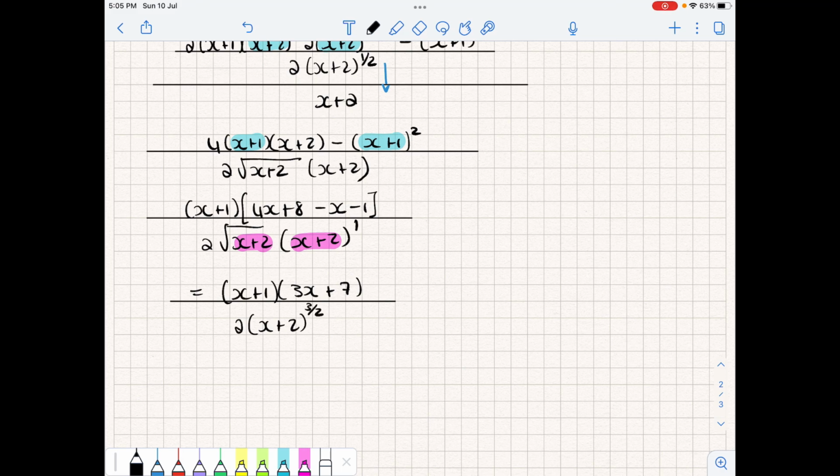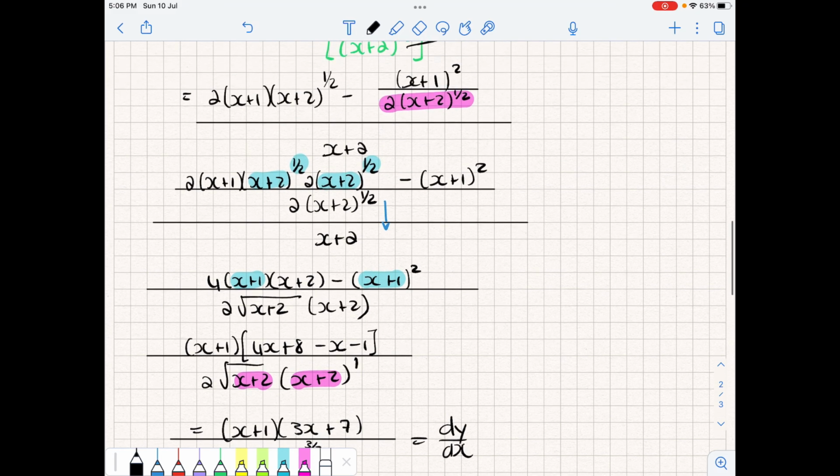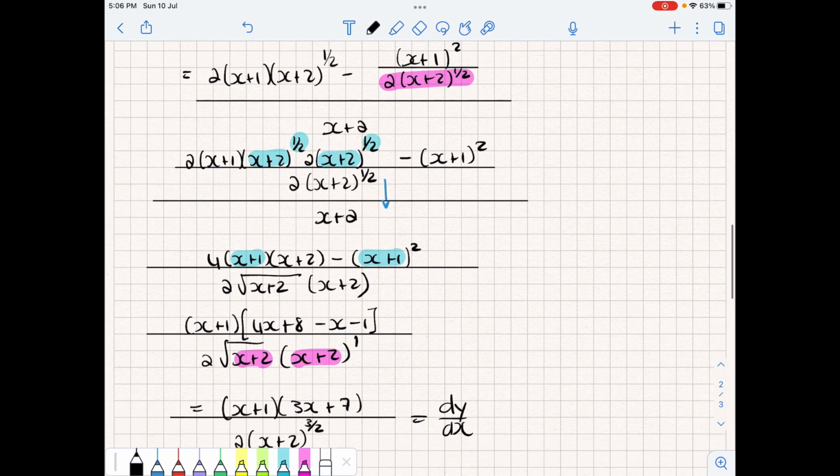If we had to find solutions where the gradient was equal to 0, we would have to go this far in order to factorize the function. So it's good practice in the long run just to get the hang of this. Okay, so this here is my gradient function. The quotient rule is messy. It can be very tedious, but with lots of practice, you will get good at it.